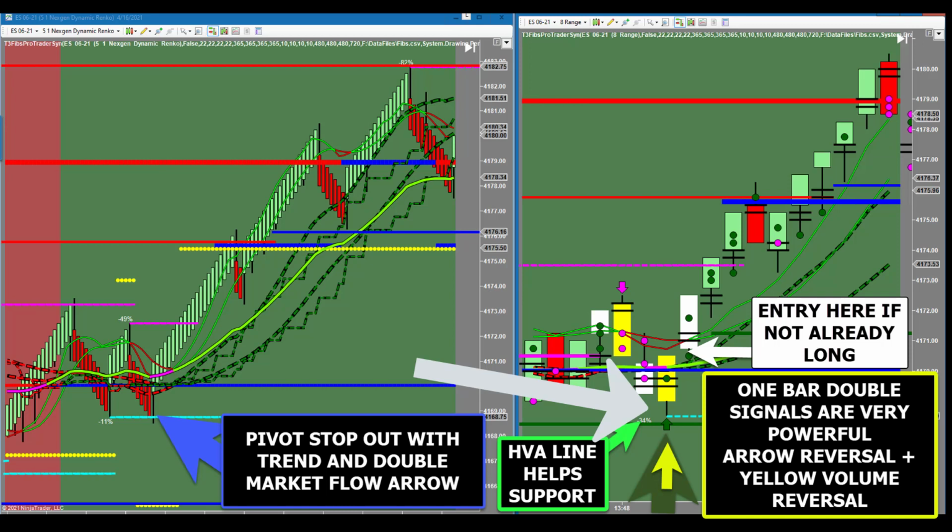First, there is a reversal arrow caused by the white paint bar down and up reversal bar. That same bar is also a yellow volume reversal, giving the signal twice the power. If not already in a trade, you will want to enter the market immediately after the double signal.